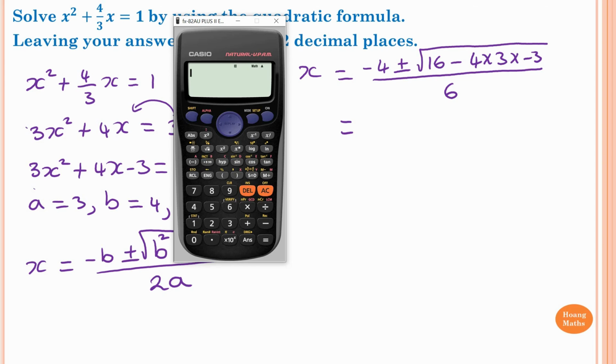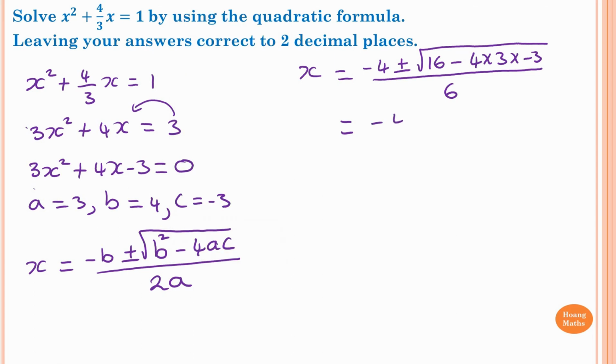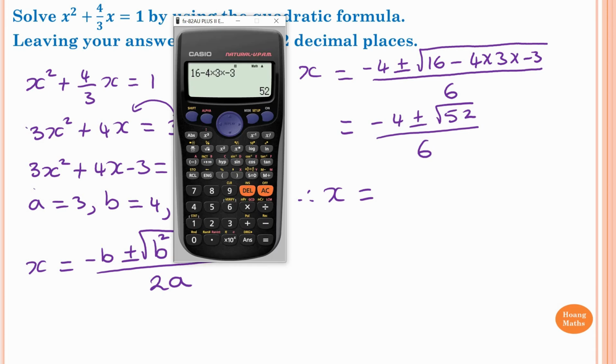Which equals, so I put it in a calculator. I just do inside the square root first, so 16 minus 4 times 3 times negative 3. So that gives me 52. So negative 4 plus or minus the square root of 52 over 6. So therefore x is equal to, then I just put it in a calculator. So I go fractions, negative 4, I do the minus first, so square root of 52 over 6. So the answer is negative 1.87.